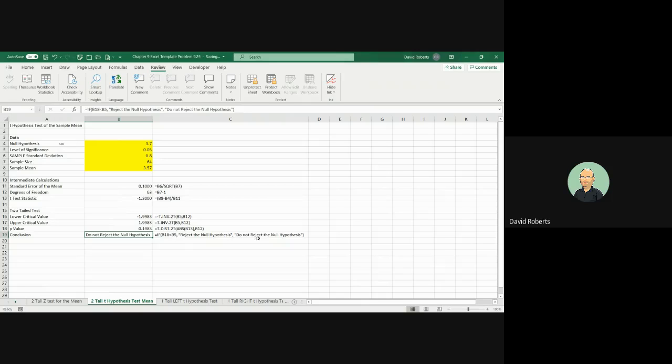Once again, your friendly instructor has included the conclusion from the spreadsheet that was given in the book. You can see the if statement, which is what I was just saying: if B18, which is the p-value, is less than B5, which is the level of significance, the conclusion is reject the null hypothesis. If that's not true, then do not reject. So you can see it tells you the answer: do not reject the null hypothesis. Why? Because the p-value is higher than the level of significance.